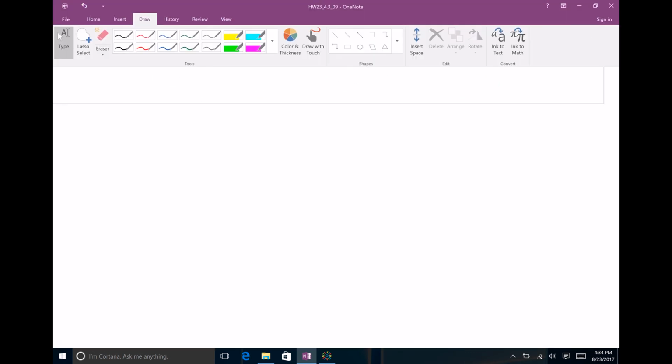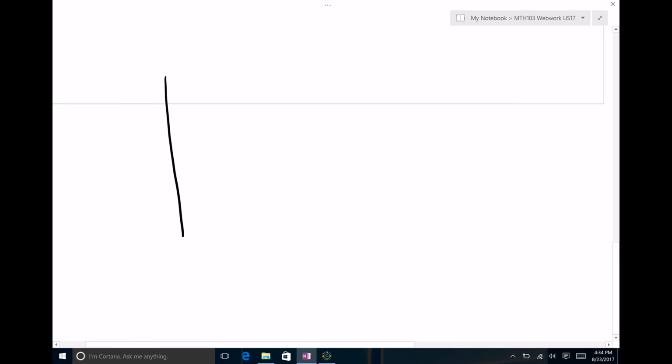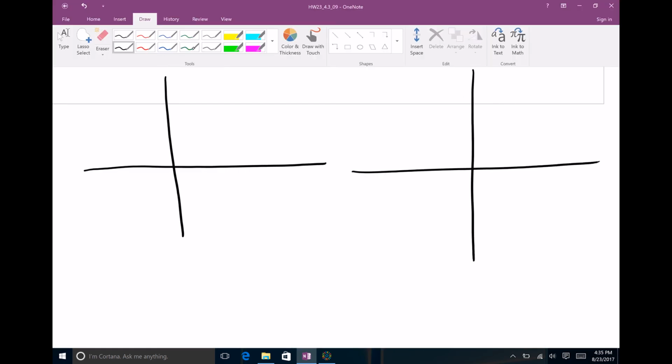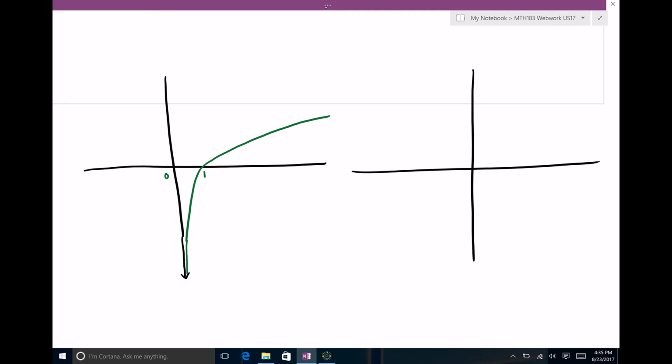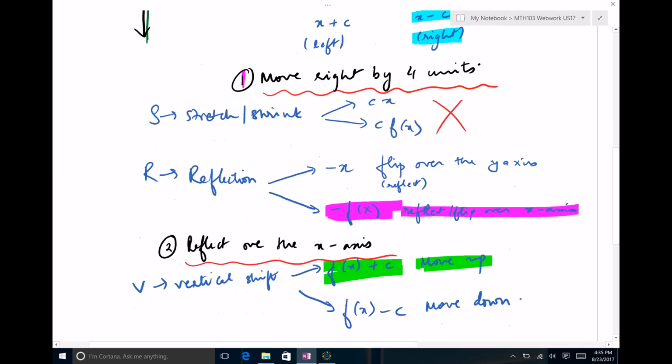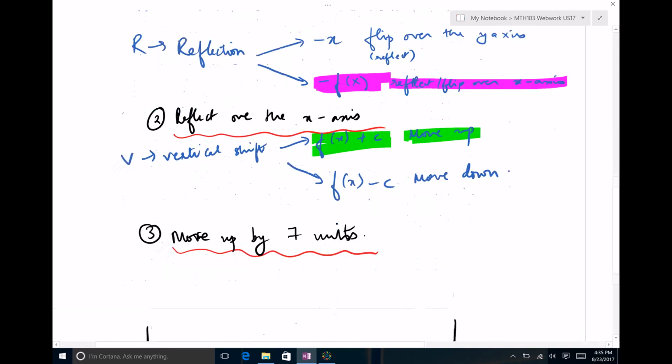So let me remind you that the graph of natural log of x looks like this, and the important points are 1 and 0. Just to be clear, this is the y-axis, and your graph of natural log of x never quite touches the y-axis but goes really, really close. So initially what happened is that the graph moved to the left. Was it left or was it right? Sorry, it moved to the right by 4 units.